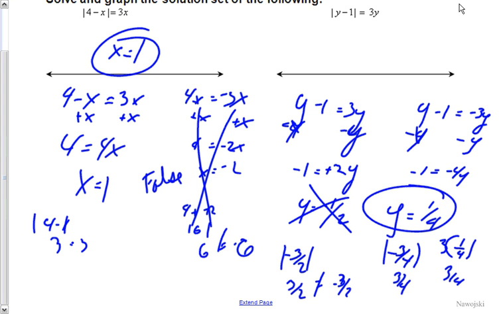One of the biggest things we have to do is check, check, check. So procedurally again, isolate your absolute value, split it into 2 sections, solve both of those, and then check it.